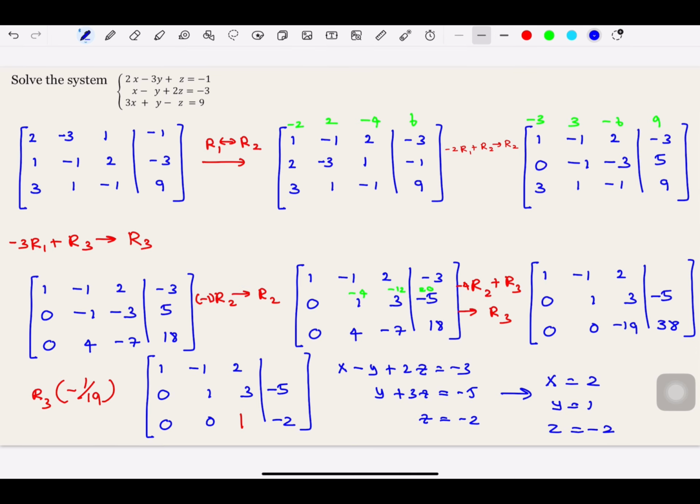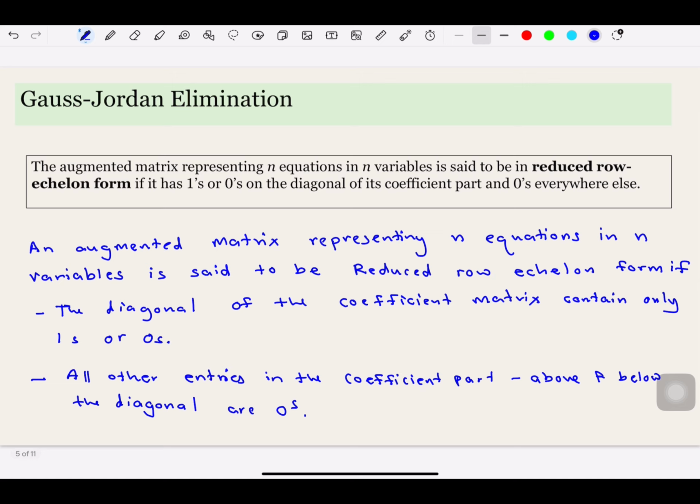Okay, so now we discussed row echelon form. Let's take it one step further and introduce the idea of a reduced row echelon form. The reduced row echelon form of a matrix is an even more refined version of row echelon form. So here's how you recognize it.